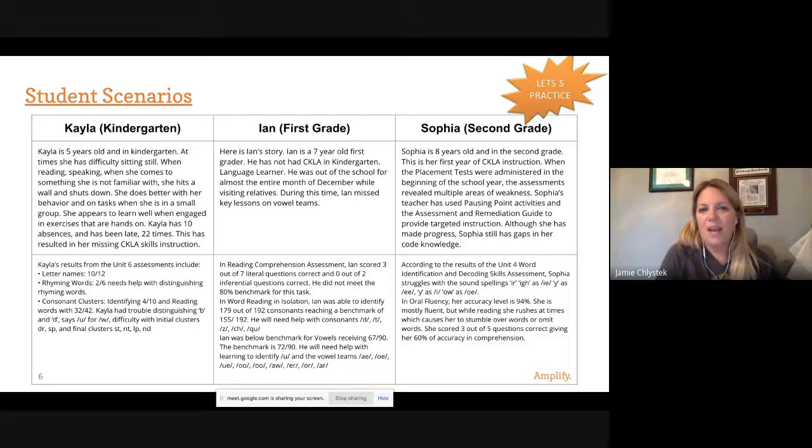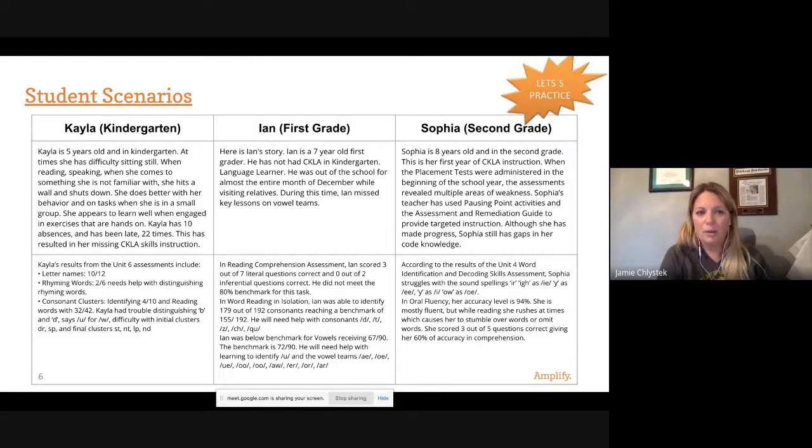But the idea here is, what I would love for you to do is take a look at the student scenario, take a look at their information, and see what you can do in terms of pulling up that specific assessment and remediation guide table of contents to see if you can figure out where to land in terms of what would the starting point be. Where would I start with looking for some additional instruction or additional remediation opportunities just using the table of contents.